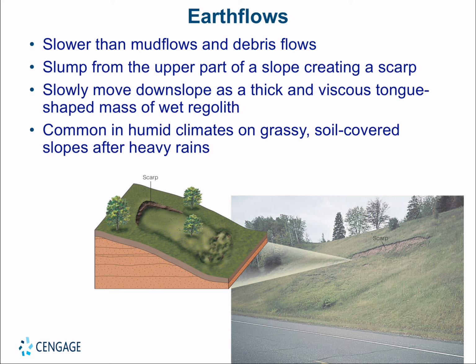So what happens, you get a slump from the upper part of a slope, and it creates your scarp. So you can see how this area was initially up here. It is moved down. So all this is your scarp, and it slowly moves down slope as that thick, viscous, tongue-shaped area of wet regolith. Typically common in humid climates, grassy, soil-covered slopes after a heavy rain.